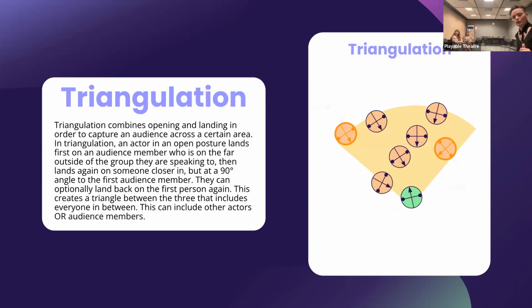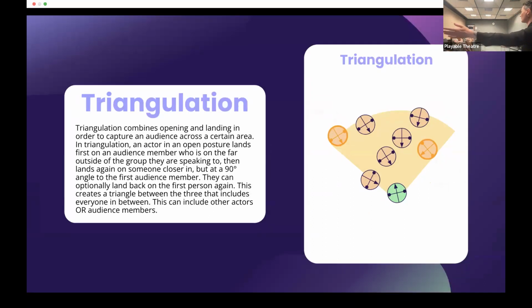The next thing is called triangulation. Triangulation is where we're combining opening and landing in order to really incorporate a crowd of people. I'm going to land my first intention on somebody that is maybe close to me, and I'm going to pick somebody who's at a right angle to that person, and somebody who's far away, and land my intention on that person. Everybody in between those people has naturally been included.